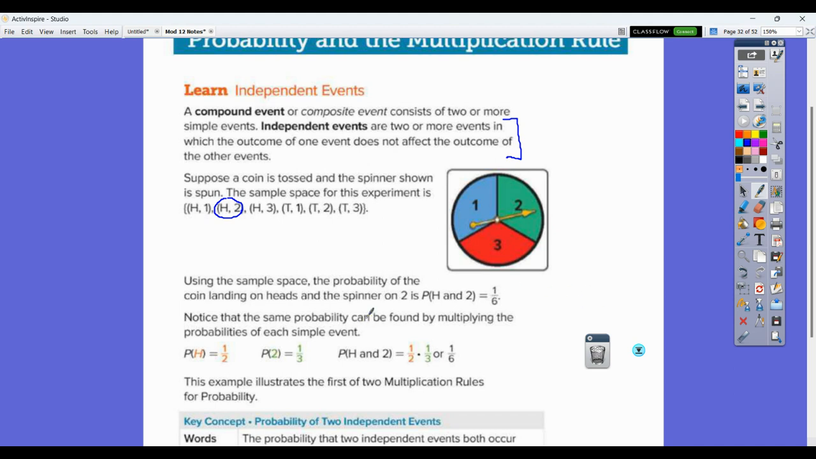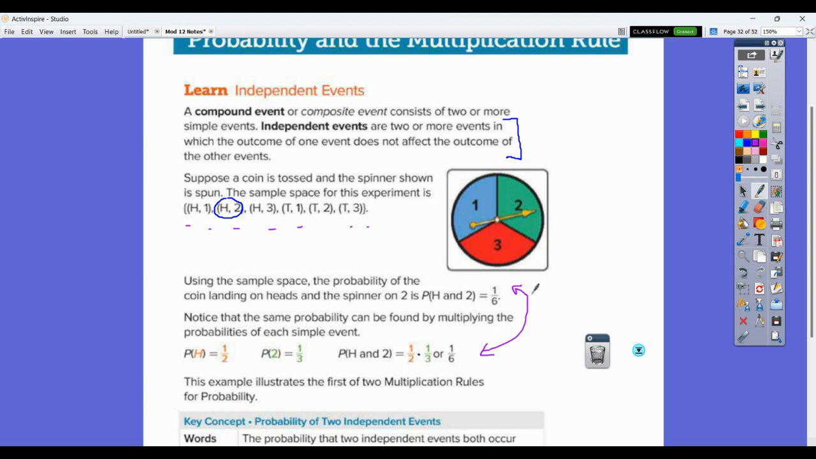Notice that the same probability can be found by multiplying the probabilities. The probability of heads is 1/2, 1 out of 2. The probability of a two is 1 out of 3 because of the spinner. And if you do 1/2 times 1/3, you get 1/6. So just recognizing that these two are the same thing. The reason that's important is that it's not always only 6 options that you get to list, and you don't always want to have to list all of them.